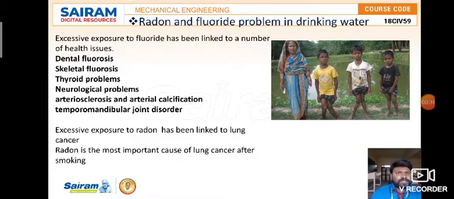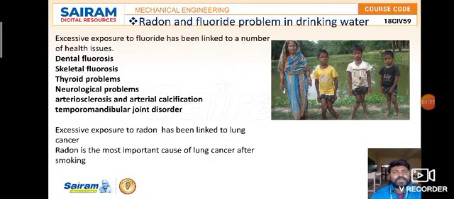So how does this problem take place? What is the radon and fluoride problem in drinking water? Excessive exposure to fluoride has been linked to a number of health issues. If fluoride is excessively mixed with drinking water, one of the health issues we come across is dental fluorosis. You might have seen that those who are born in certain areas have dental issues because of the fluoride content in water. They will have marks and indentations on their teeth, and some brown color marks on their teeth because of the excess fluoride.